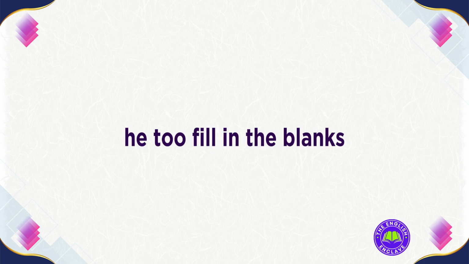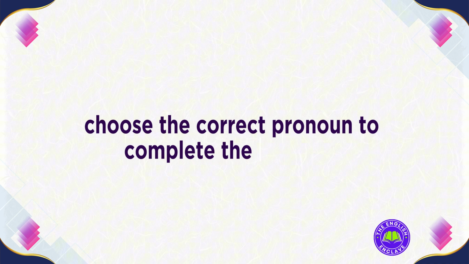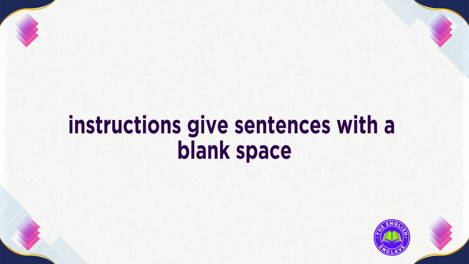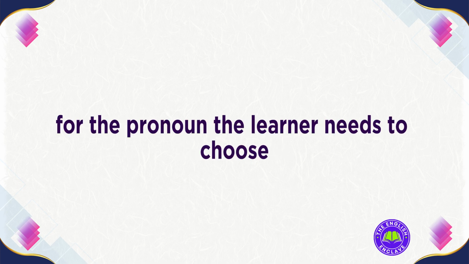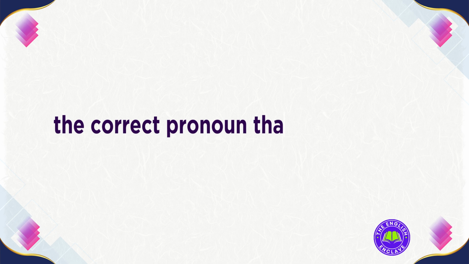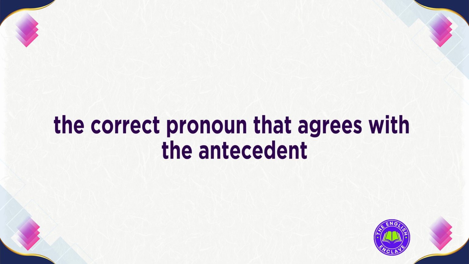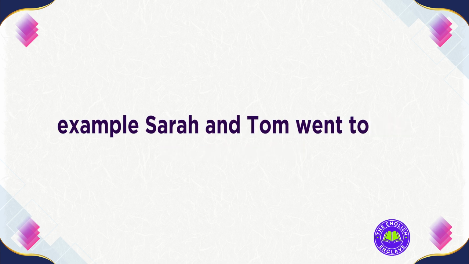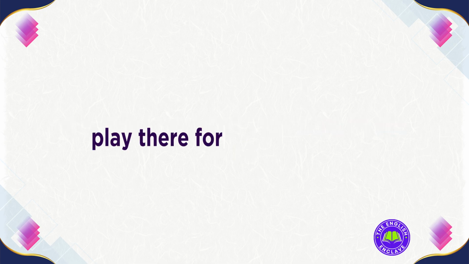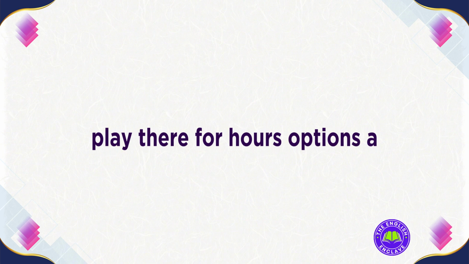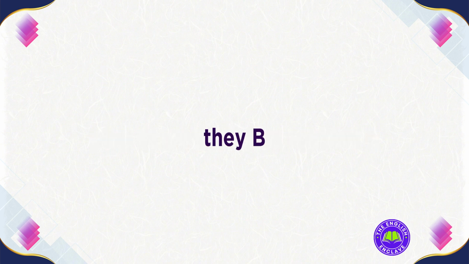Two, fill in the blanks. Objective: choose the correct pronoun to complete the sentence. Instructions: give sentences with a blank space for the pronoun. The learner needs to choose the correct pronoun that agrees with the antecedent. Example: "Sarah and Tom went to the park. ___ played there for hours." Options: A, they; B, he; C, she. Correct answer: A, they.